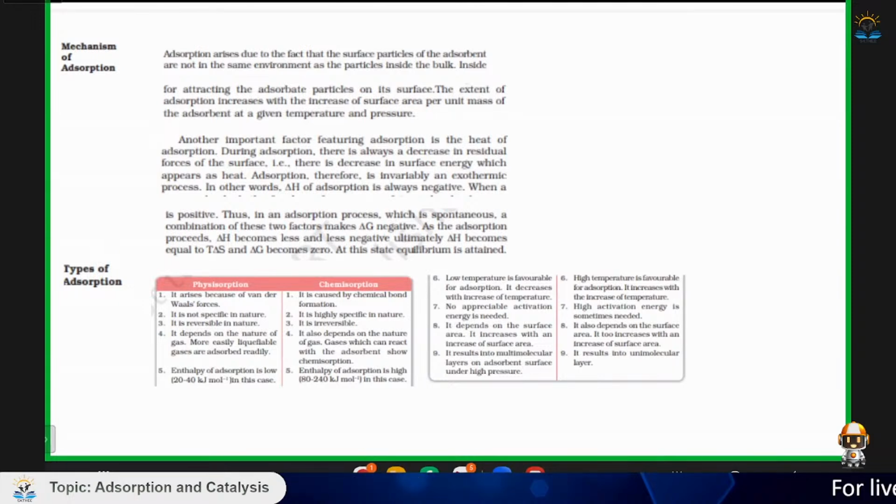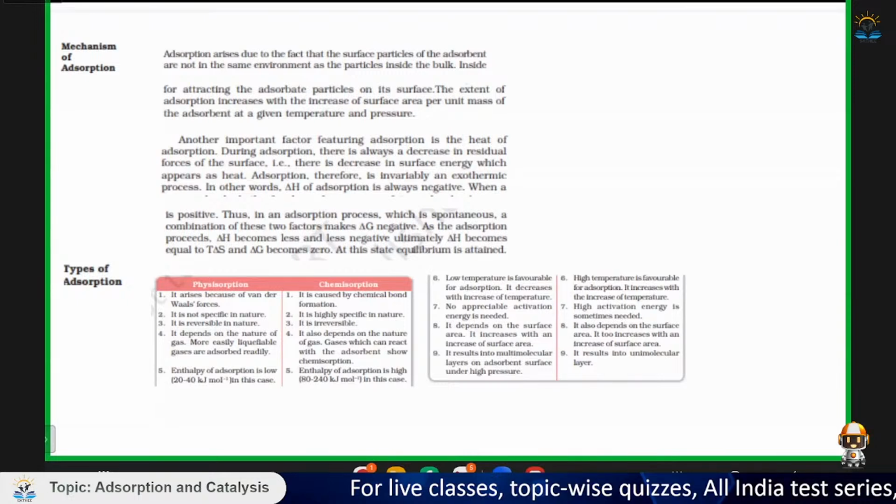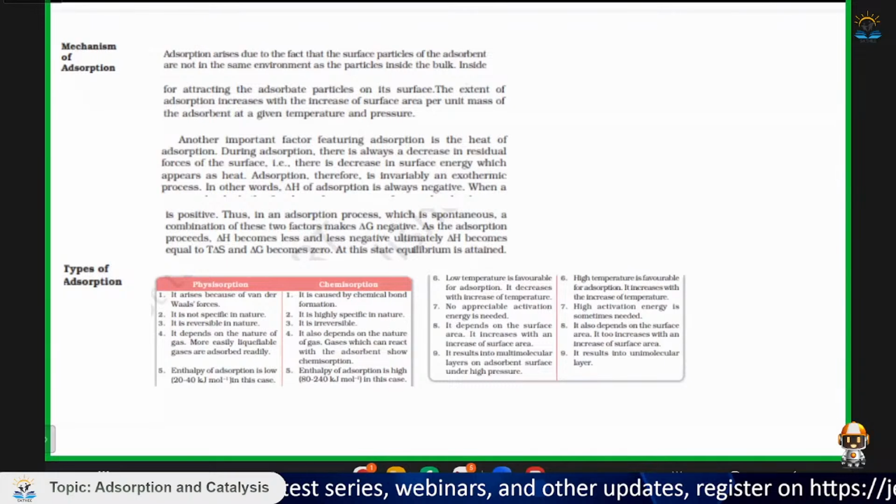So low temperature is favorable for physisorption. High temperature is favorable for chemisorption; it increases with increase of temperature. But chemisorption is an endothermic process, like a chemical reaction, you need activation energy. You need to cross the activation energy barrier. So you are supplying energy at high temperature, so you can cross the activation barrier easily. In physisorption, no appreciable activation energy is needed. In chemisorption, high activation energy is needed.